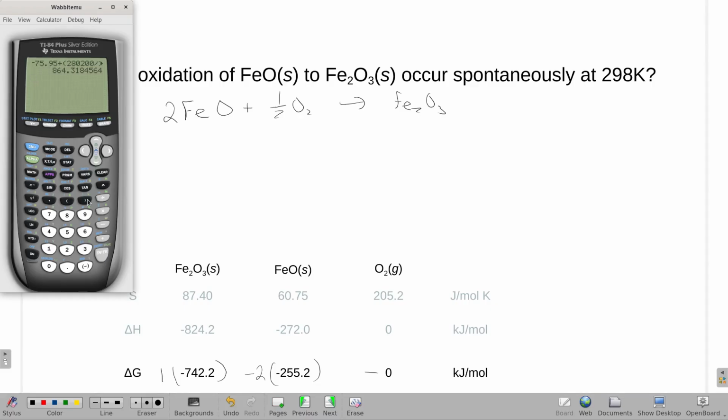And I get, let's see, negative 742.2, my product, minus a negative 255, so plus 2 times 255.2. I didn't have to do anything with the oxygen because it's a 0 in the delta G as well. And I get a negative 231 kilojoules, which really does just mean spontaneous process because the delta G is negative.